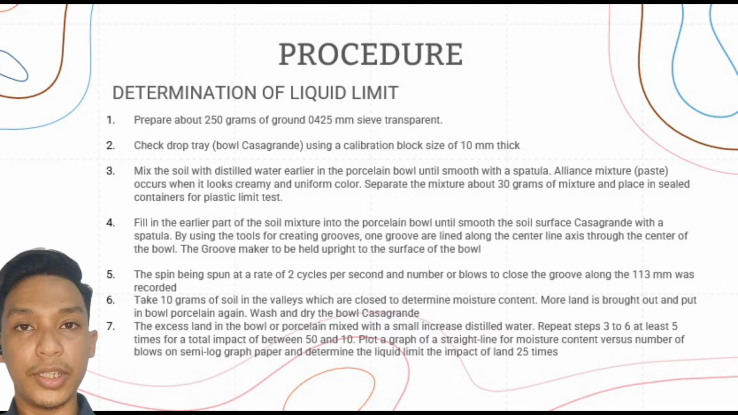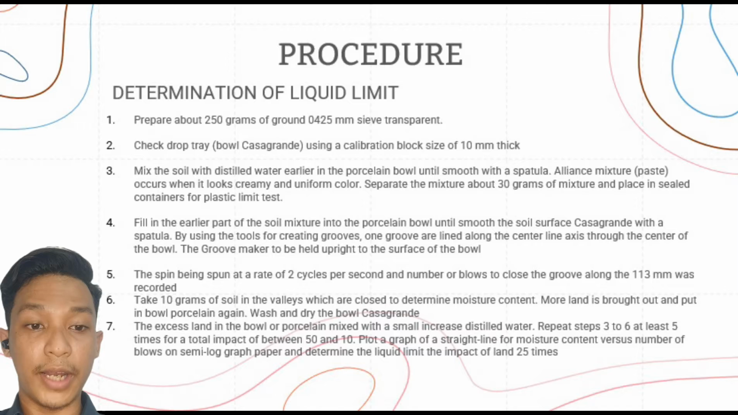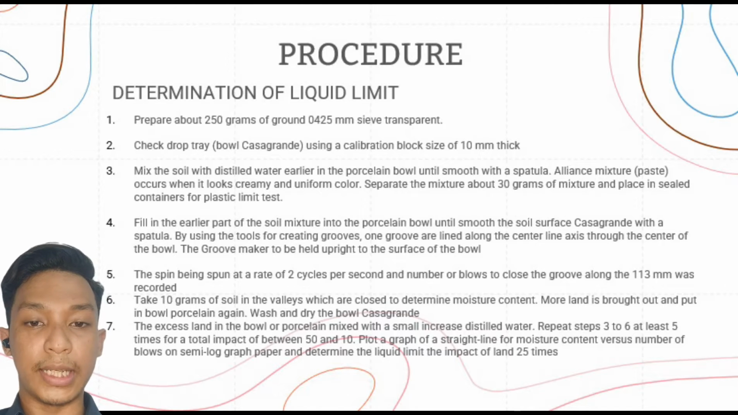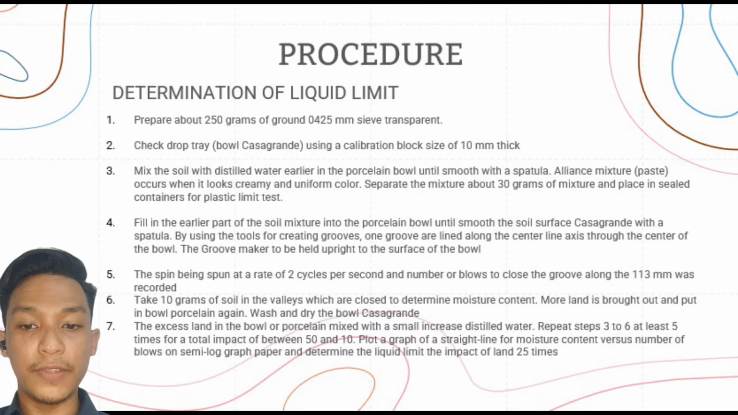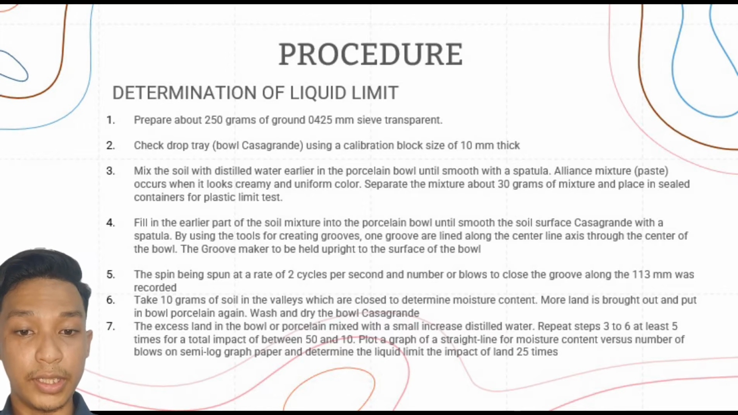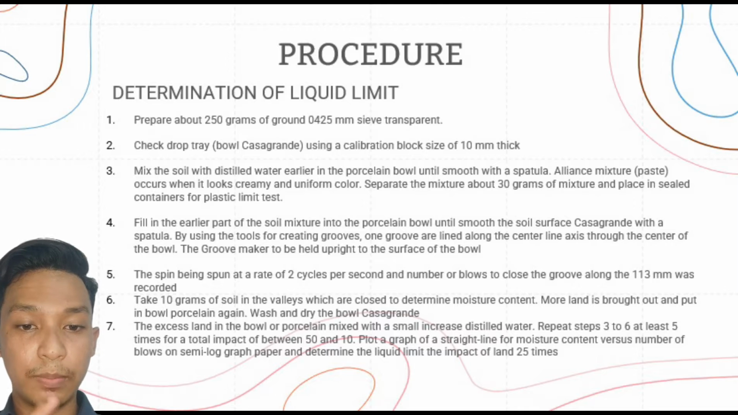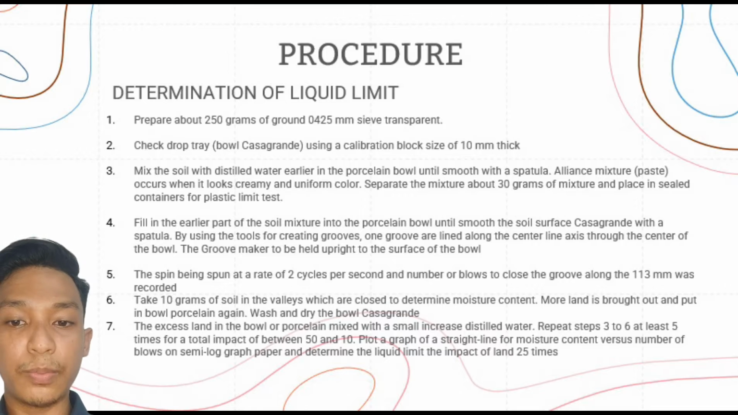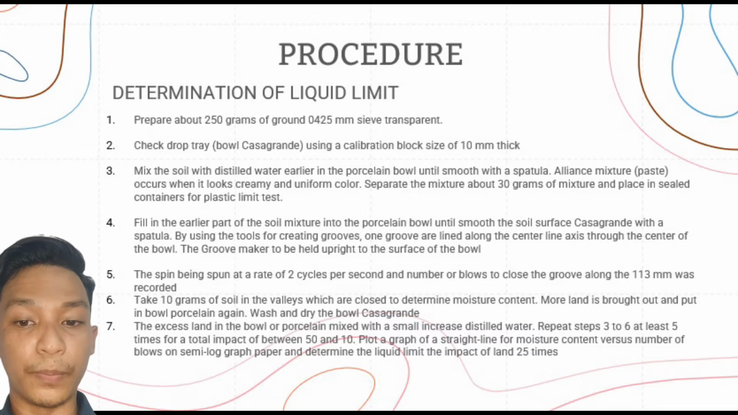Separate about 30 grams of the mixture and place it in a sealed container for the plastic limit test. The fourth step is to fill the soil mixture into the Casagrande bowl and smooth the surface with a spatula. Use the grooving tool to create a groove along the center line through the center of the bowl. The grooving tool must be held upright to the surface of the bowl.